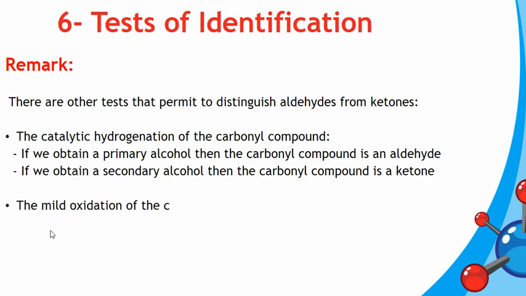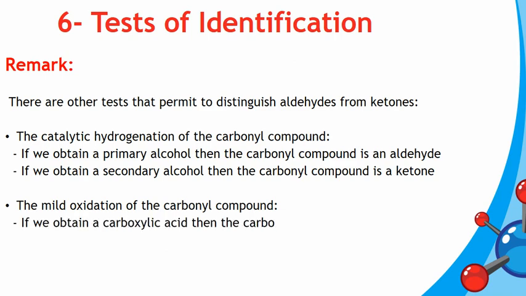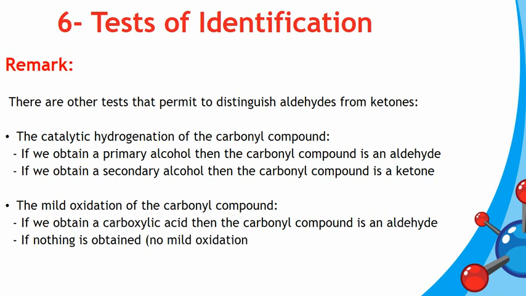Or we realize the mild oxidation of the carbonyl compound. If we obtain a carboxylic acid, then the carbonyl compound is an aldehyde. If we obtain nothing, no mild oxidation, then the carbonyl compound is a ketone. This is the end of chapter 9, aldehydes and ketones.